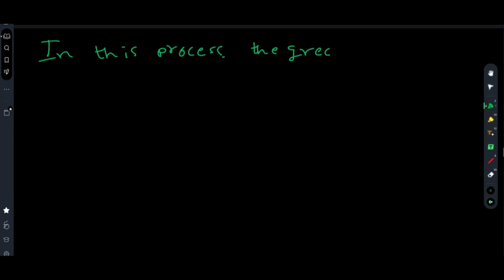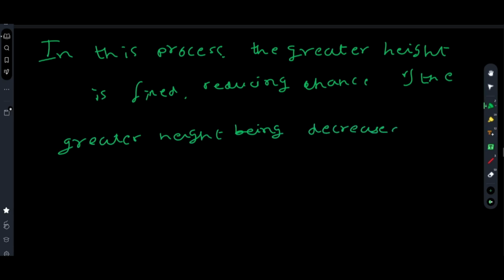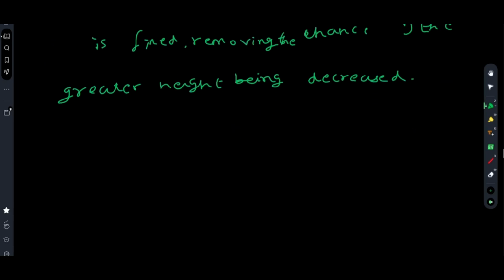In this process, the greater height is fixed, removing the chance of the greater height being decreased. So effectively what you are doing is fixing the greater height and increasing the lower height until you get a height which is greater than the greater height.